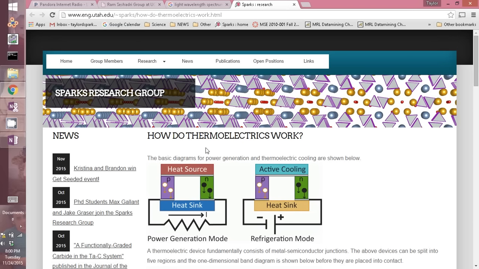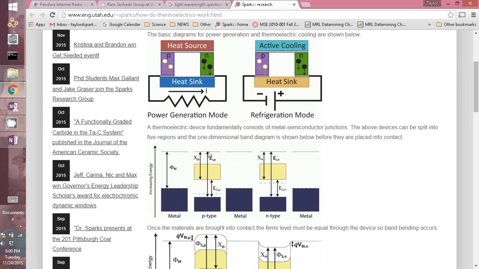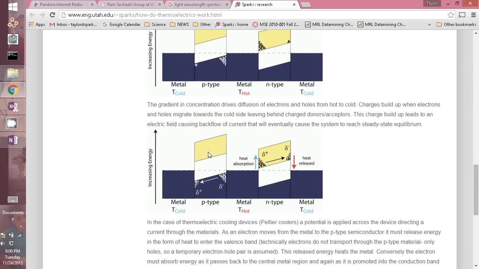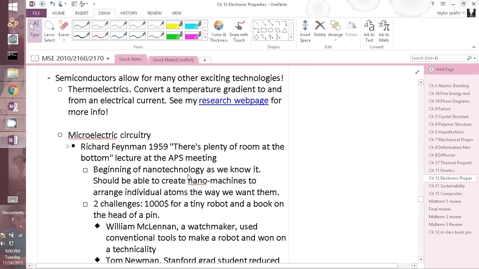And then this is how thermoelectrics work, and it can be understood exactly from band diagrams. How is it that we can harvest waste heat and turn it into useful electricity? I'll have a demo of that in class tomorrow. A little more on this.